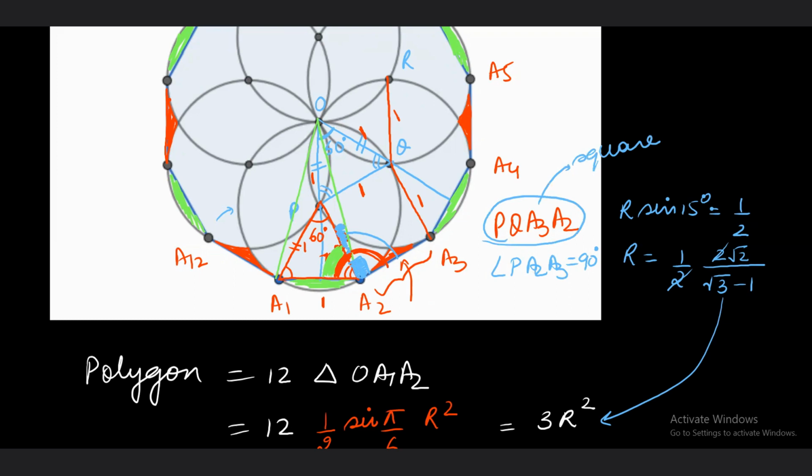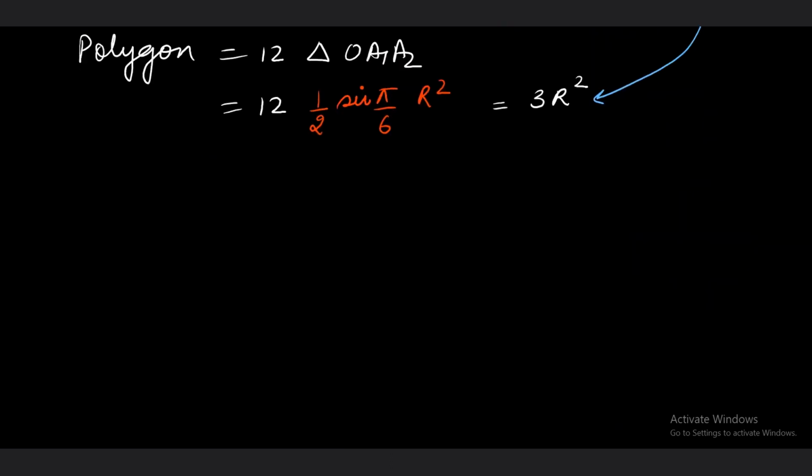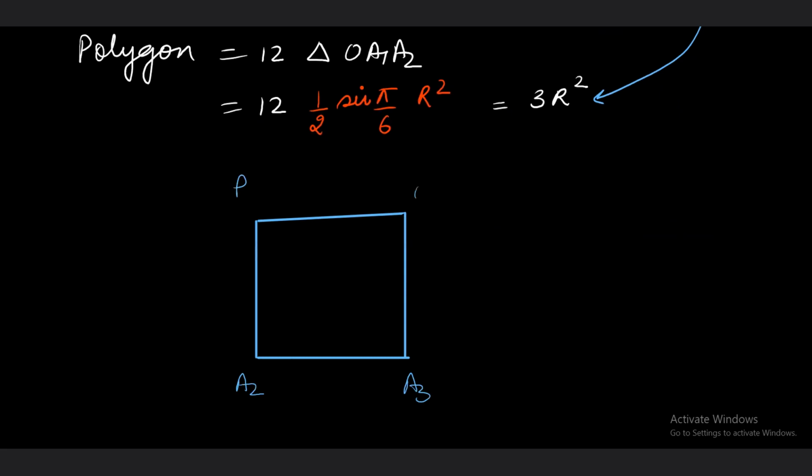Okay, I have the square and now you can see the figure here. I'm going to make this figure separately. Let's make a square first. So I'm just making a square over here. Let us complete the square. So here we have the square. The vertices are A2, A3, and we have taken P and Q.